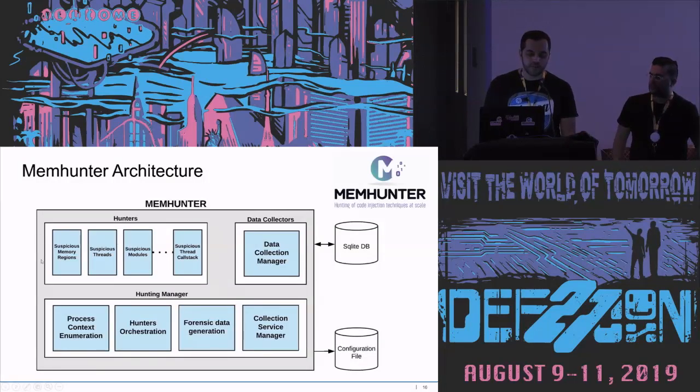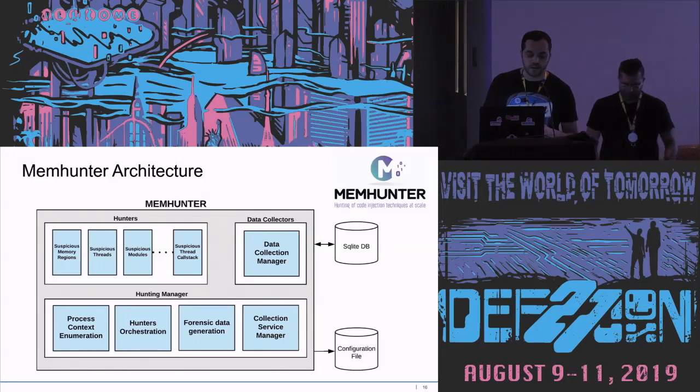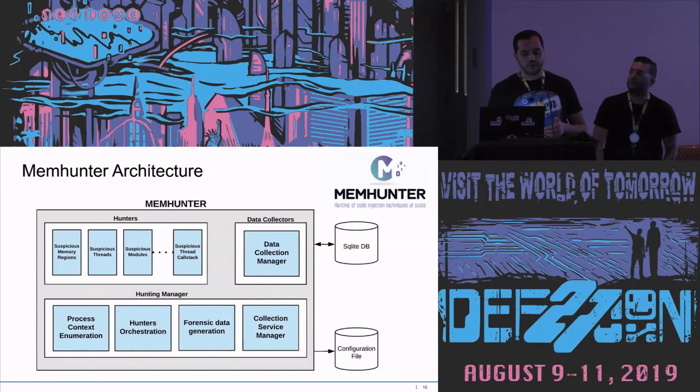The idea is that you have all these different heuristics abstracted in this concept called Hunter modules. Every Hunter is specialized on one specific heuristic, and along with the Hunters, there is a part of the tool in charge of doing the process context enumeration. There is a part of the tool in charge of doing the orchestration of the Hunters, and there is a part of the tool in charge of getting the forensic data.